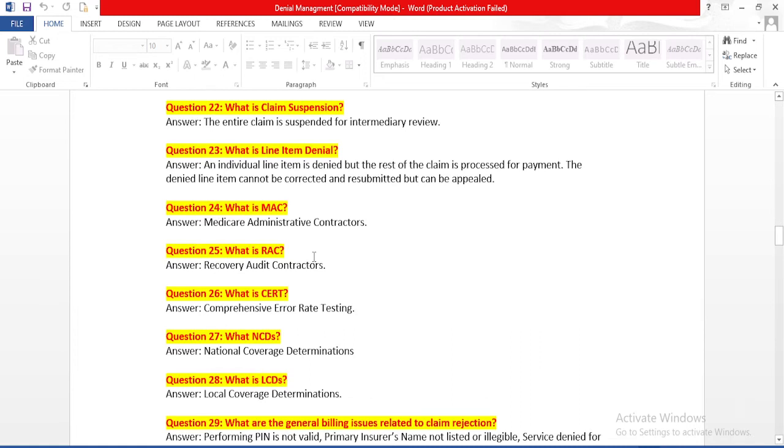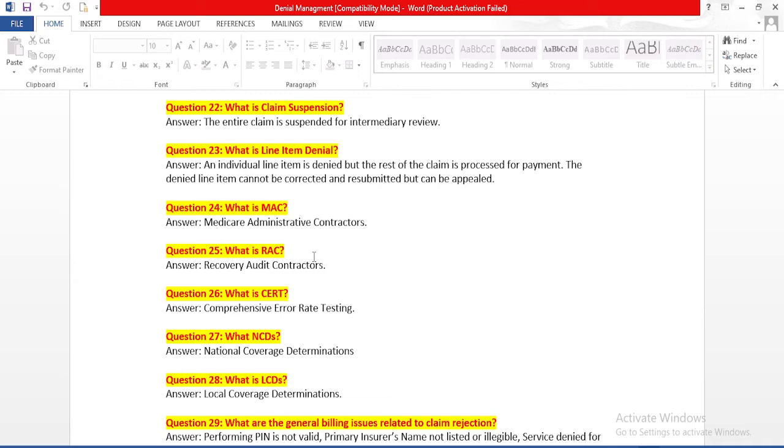What is claim suspension? The entire claim is suspended for intermediary review. So what is line item denial? An individual line item is denied, but the rest of the claim is processed for payment. The denied line item cannot be corrected and resubmitted, but can be appealed.